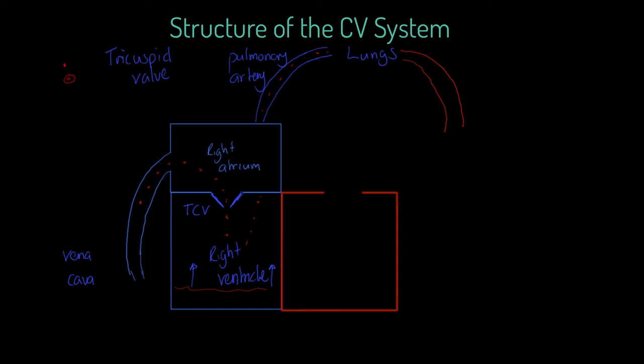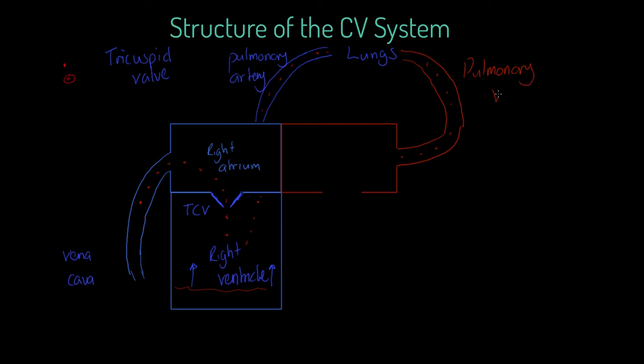They're going to re-enter the heart here. A bit of a crazy drawing, but these red blood cells, and all the rest of the blood of course, are now going to re-enter the heart here. Just to be clear, this here is our pulmonary vein. So they re-enter here into the left atrium.